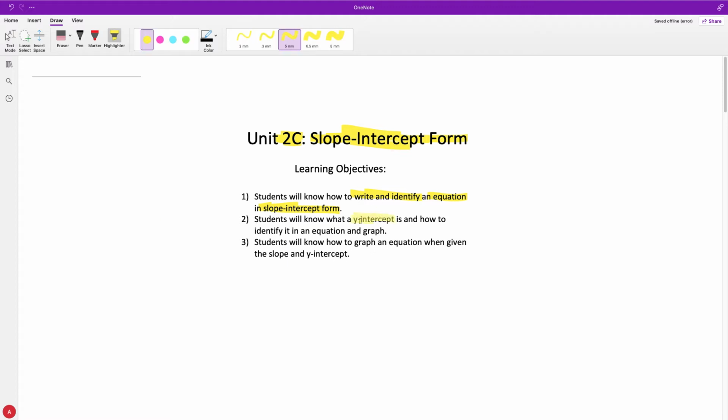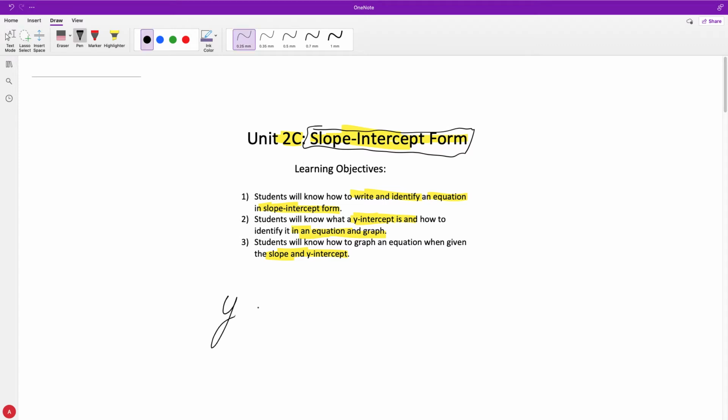Students will know what a y-intercept is and how to identify it in an equation and a graph. So if you're going to graph, you'll have to know how to plot it and also identify it, and also how to identify it from an equation. And students will know how to graph an equation when given the slope and the y-intercept. That's why this is called slope-intercept form, because you're given two things: a slope and a y-intercept. And from there, you can graph pretty easily, actually.